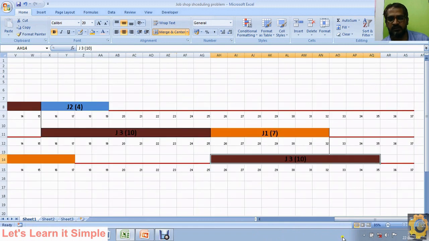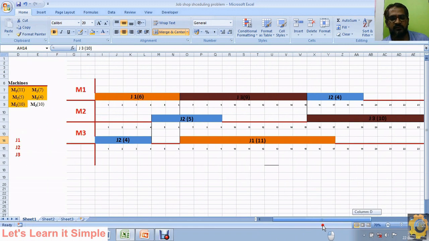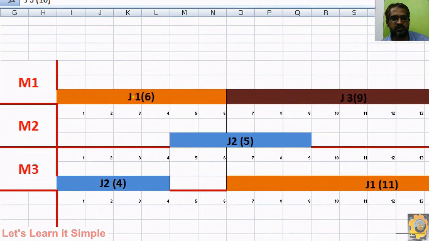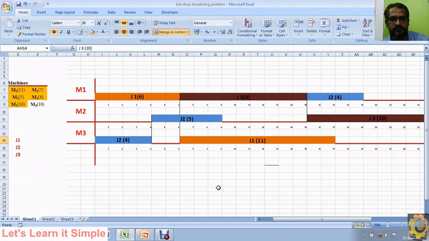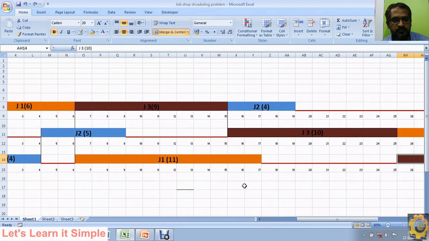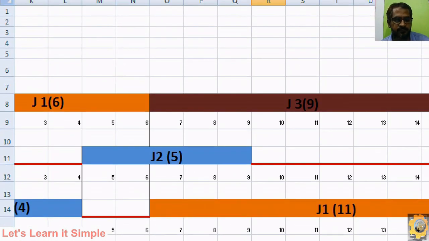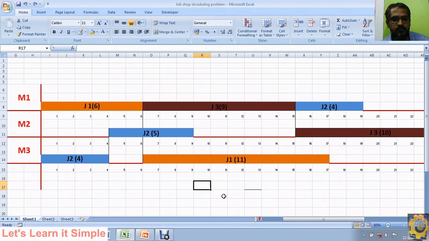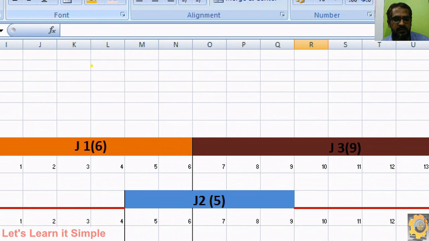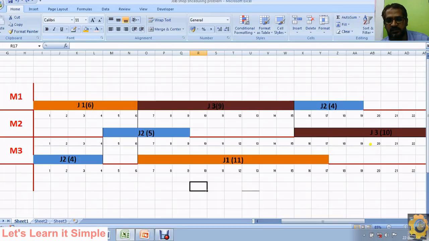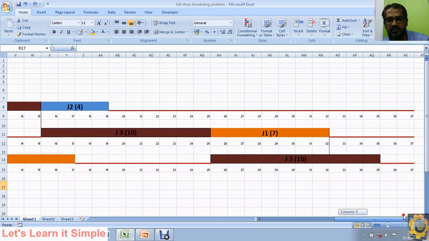Now I can see at a total time of, so you can see job 1 starts from here. It starts from here, then enters here, then again it ends here. So at 32 time units, job 1 is done.